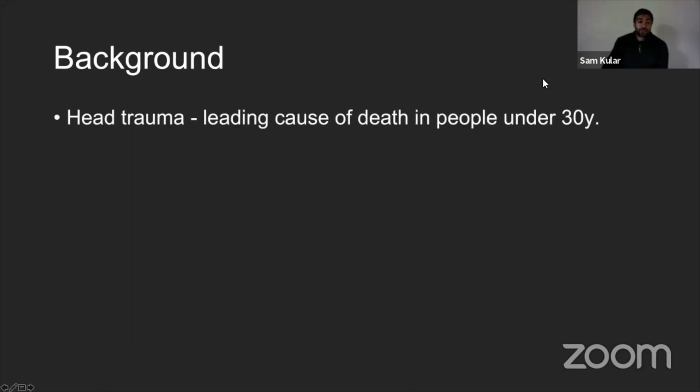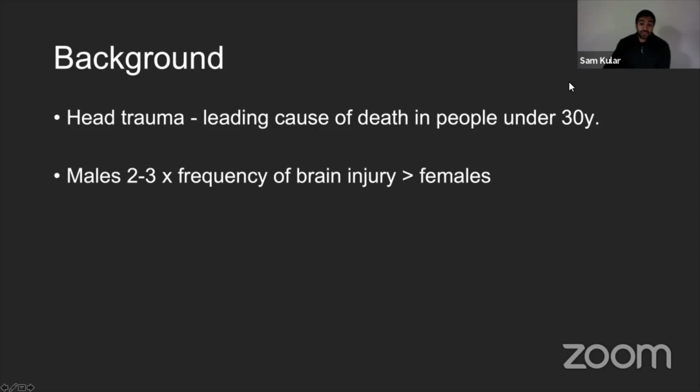So just some background. Head trauma is the leading cause of death in people under 30 years of age. So it's a very common cause of mortality. It's more common in males, 2 to 3 times more than females.